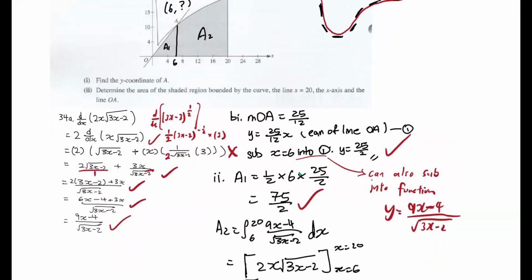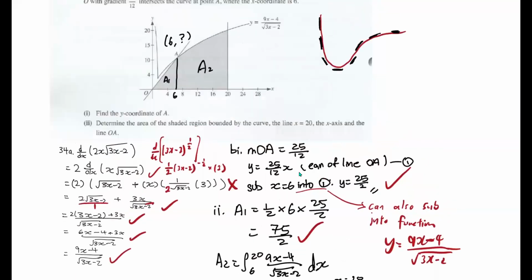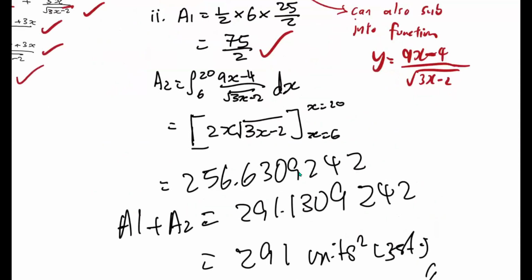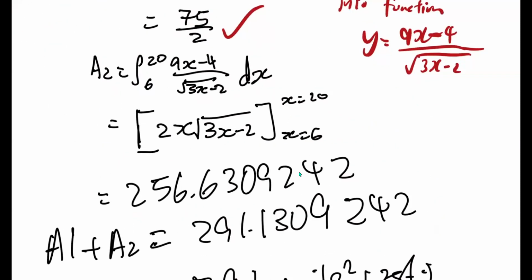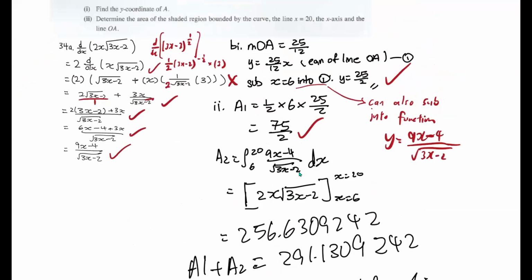A2, you want to integrate from 6 to 20 of the function 9x minus 4 over square root 3x minus 2. So over here, yes, we already figured out the derivative of whatever gave you 9x minus 4 over square root 3x minus 2, which is the integral here. So integration is the reverse of differentiation. So that's why you can work backwards and get back to 2x times square root 3x minus 2 here. Sub in the upper limit and lower limit, 20 and 6, and you get your answer here.